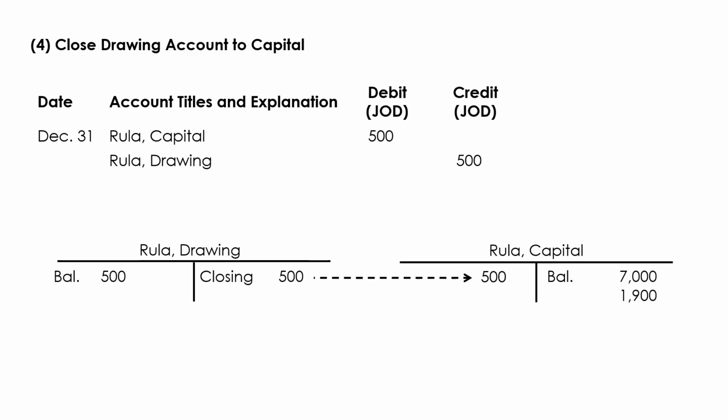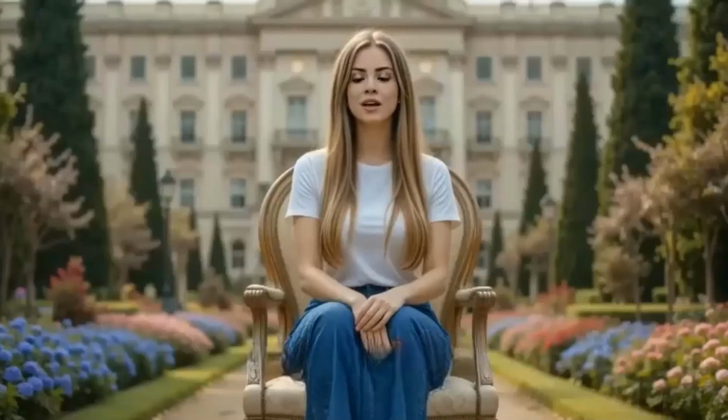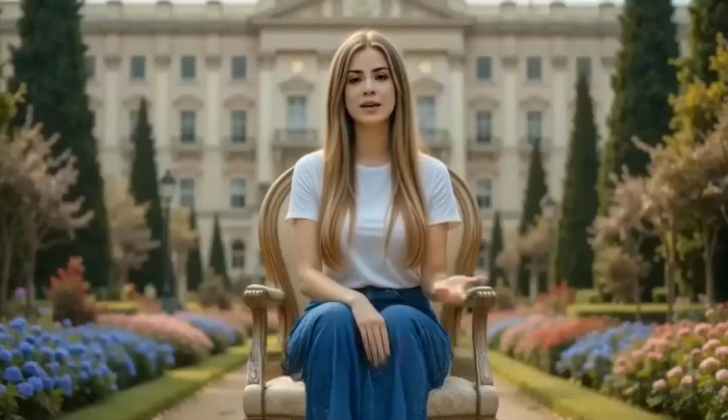When we examine the T accounts, we can see that the drawing account is now at zero, while the capital account decreases from 8,900 Jordanian dinars to 8,400 Jordanian dinars. This change reflects both the net income added earlier and the owner's withdrawals throughout the year. With this entry, all temporary accounts are closed and the owner's equity on the balance sheet now accurately reflects the final year-end balance. Now that we have closed all temporary accounts, let's step back and review our progress.